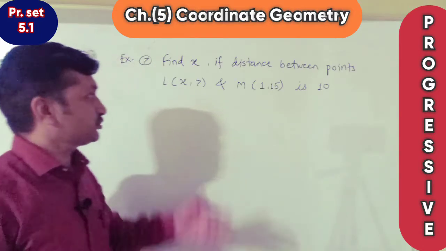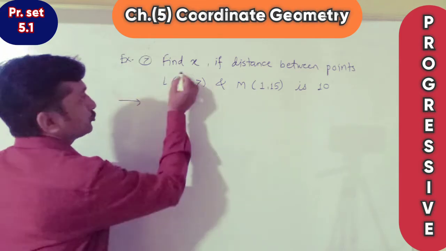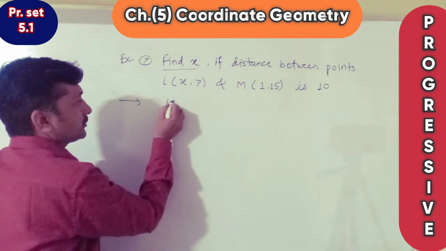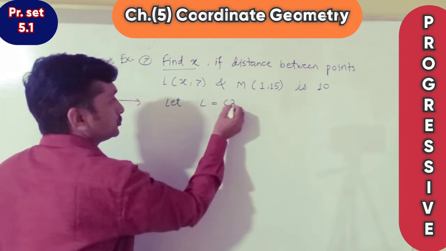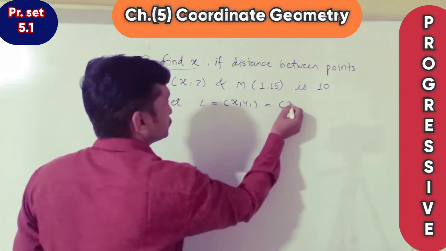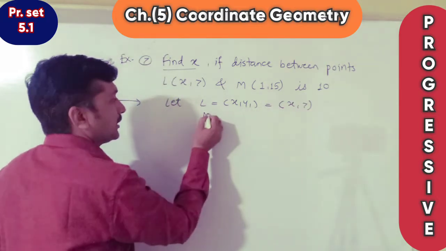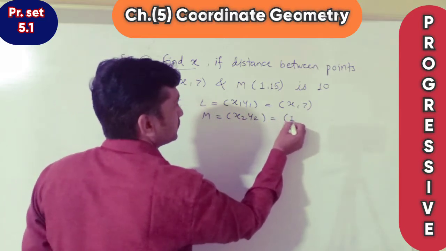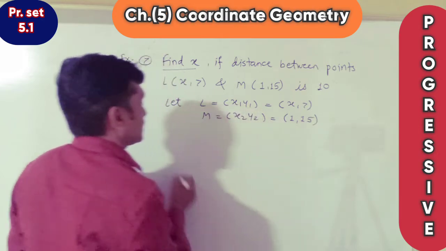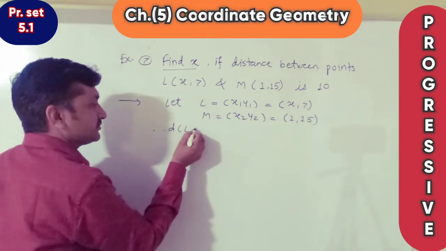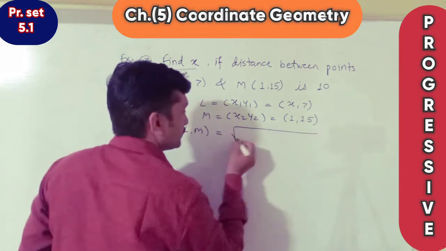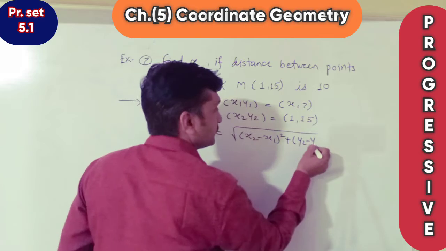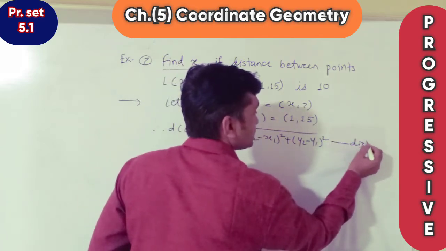Example number 7. This is a very easy example. We have to find x. Distance between points L and M is given. Now here let L is equal to (x1, y1) is equal to (x, 7), M is equal to (x2, y2) is equal to (1, 15). Therefore distance LM is equal to square root of (x2 - x1) bracket square plus (y2 - y1) bracket square by distance formula.